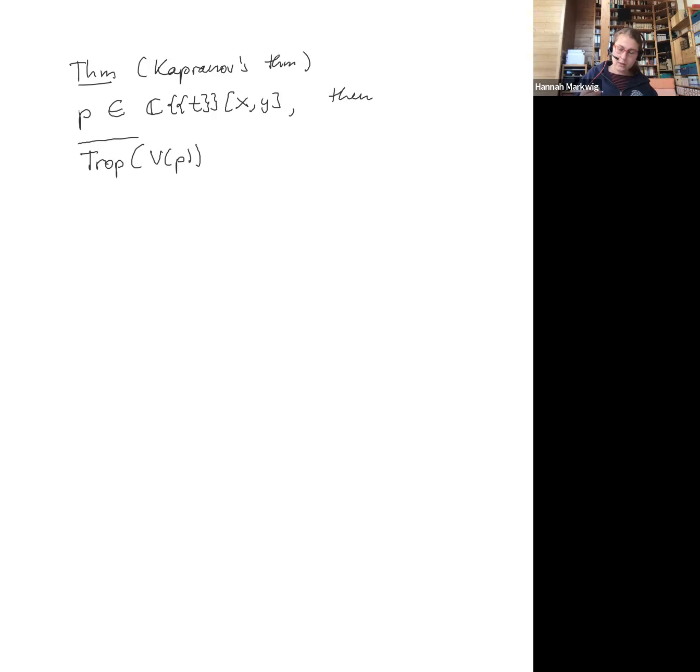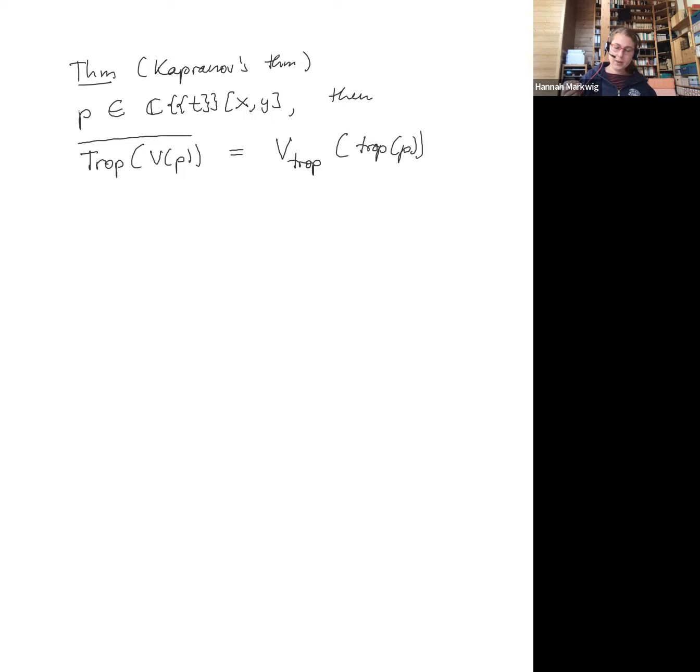Then we have to take a Euclidean closure because there's only going to be a point set in Q^2, and we want to have sort of the dense image in R^2. Then this is the same as the tropical curve defined by the tropicalization of this polynomial P.